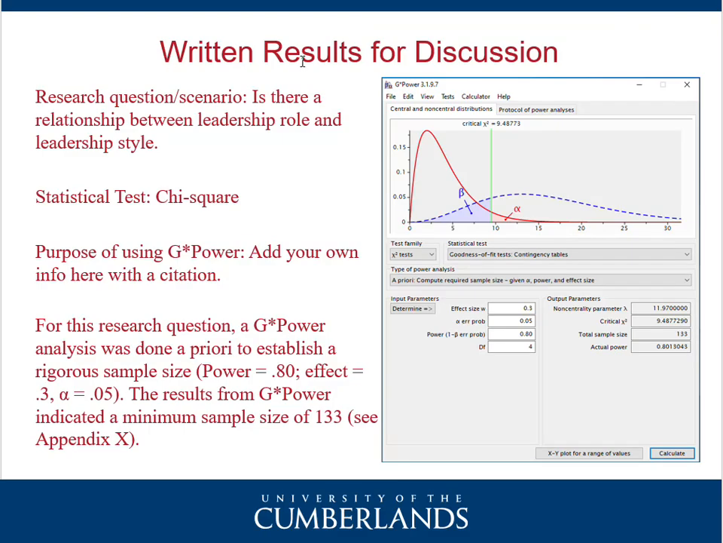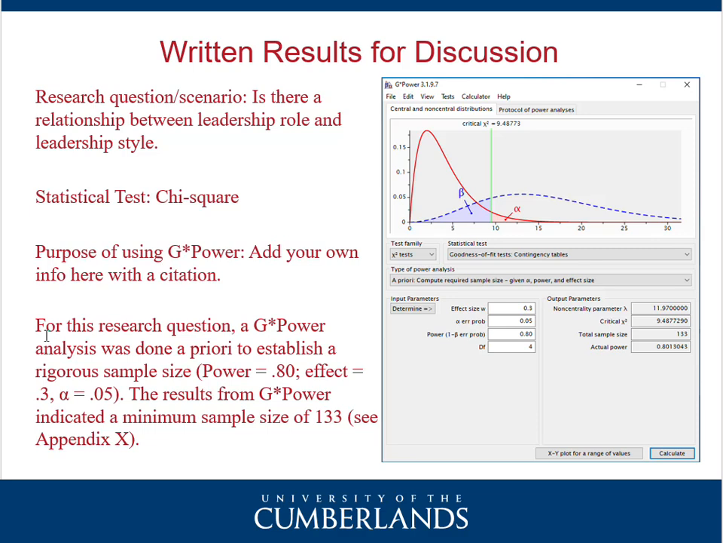So for our written results, remember these are our written results both for our discussion in our class, but also if you are doing a quantitative IRB or a quantitative chapter 3, you will need to include this information. So it's important regardless of whether you're doing it for our class discussion or for your dissertation. So our research question, is there a relationship between leadership role and leadership style? Our statistical test is a chi-square test. You do need to include the purpose of using G-Power. Now we did talk about that in that previous video, but you need to add your own information here with a citation. So really important, make sure to add your own information with a citation.